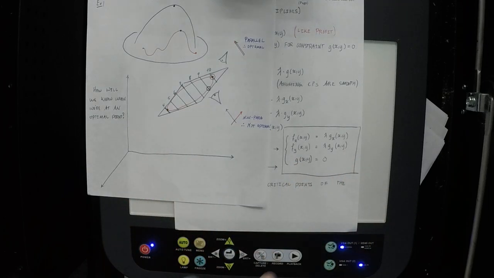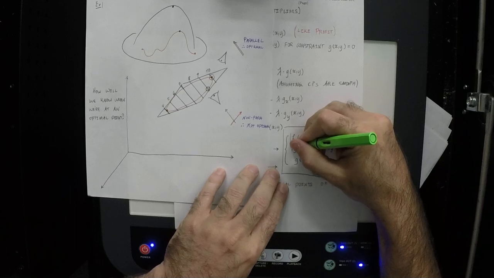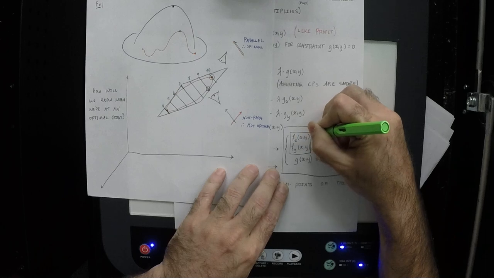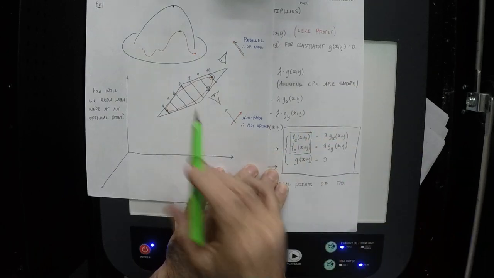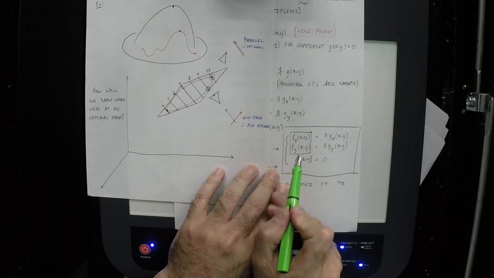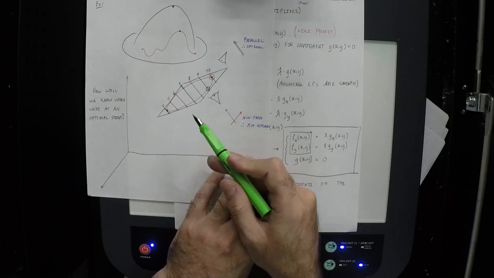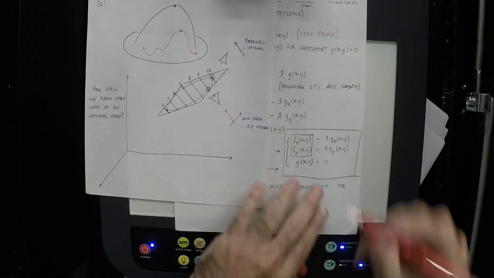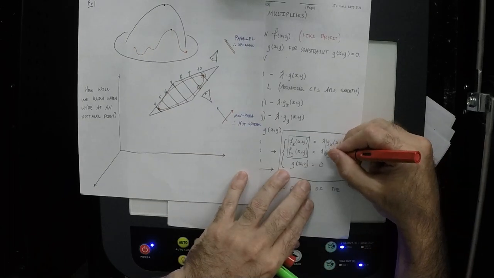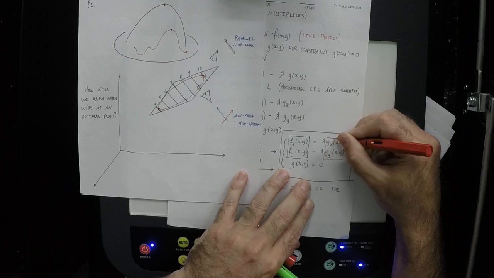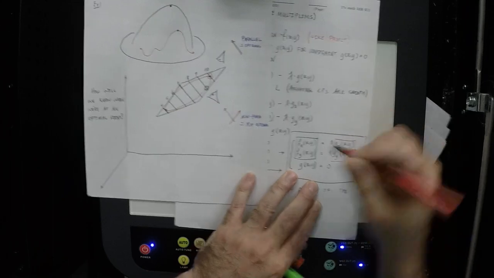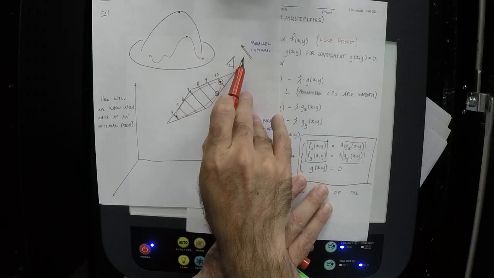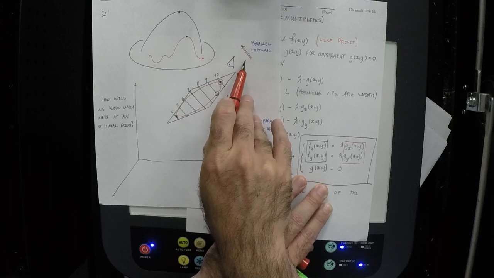I'll color code it for you. This stuff is telling you about the green lines in that picture. These two are telling you about the green lines in that picture. These are telling you about the red curve in the picture. But from the calculus point of view, they're telling you about the flat approximations of the red curve.